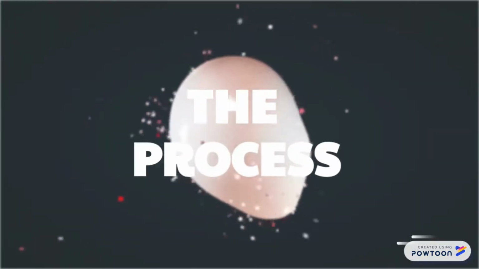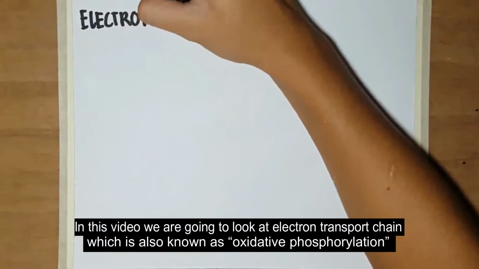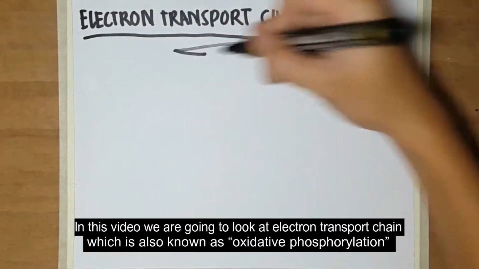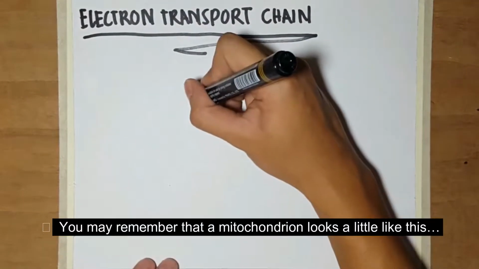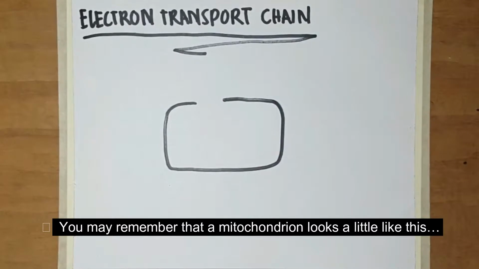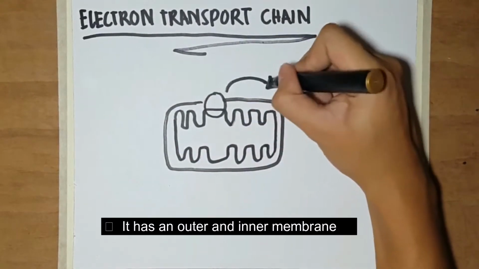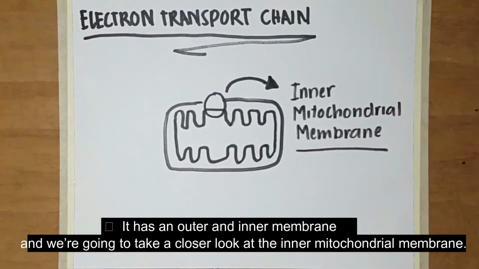The process. In this video, we are going to look at the electron transport chain, which is also known as oxidative phosphorylation. You may remember that a mitochondrion looks a little like this. It has an outer and inner membrane, and we're going to take a closer look at the inner mitochondrial membrane.